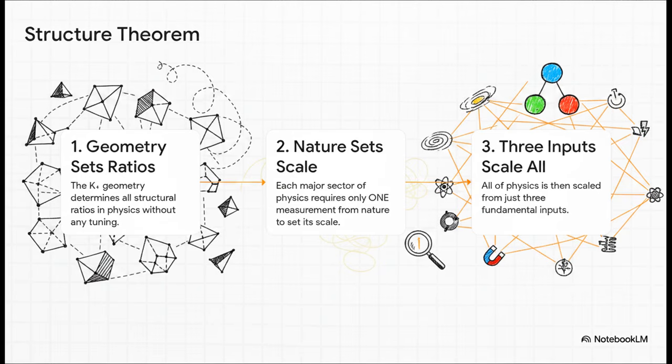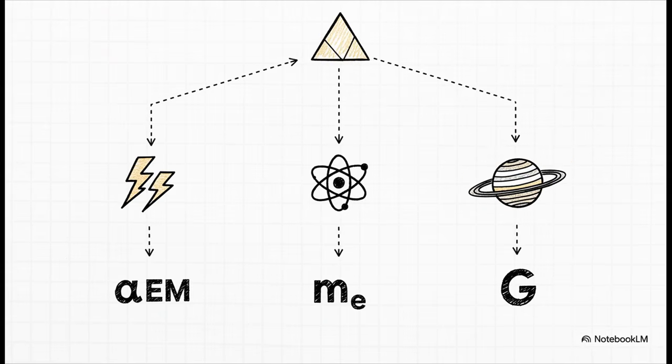Second, a blueprint isn't a building, right? You need to set the scale. So for each major area of physics, all we need is one single measurement from the real world. Third, and this is the amazing part, with just 3 of these scale inputs, the entirety of physical reality is locked in. And here are those 3 sectors and their single inputs. To set the scale for all the forces, you only need to measure one thing, the fine structure constant. For all the fundamental particles, like the electron, you just need the electron's mass. And for gravity, you just need G, the gravitational constant. That's the deal.